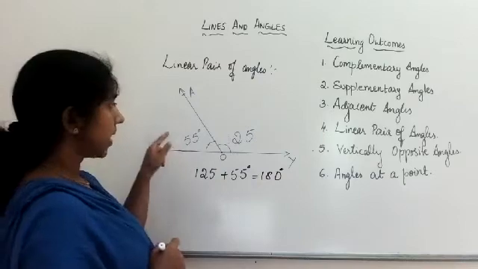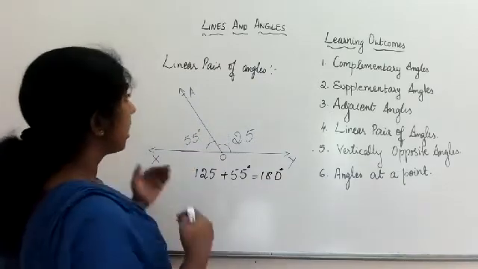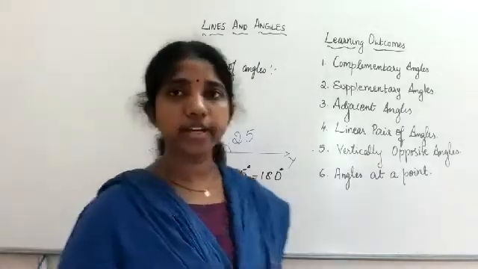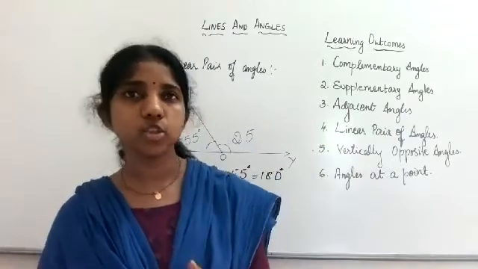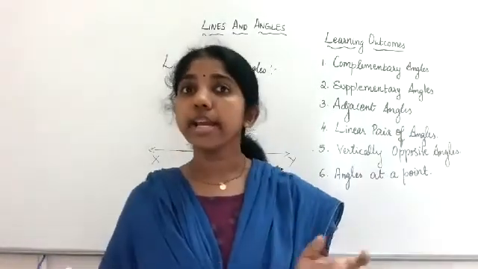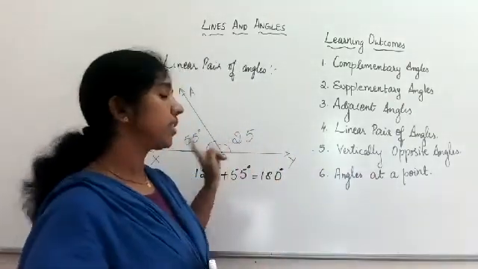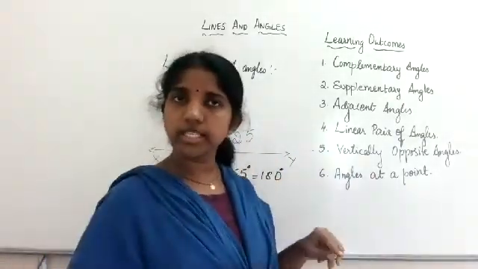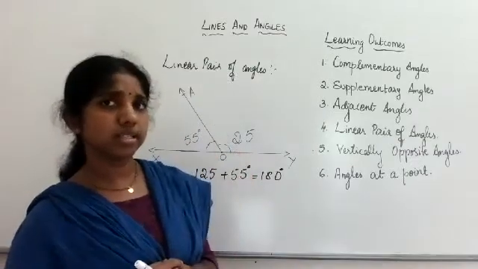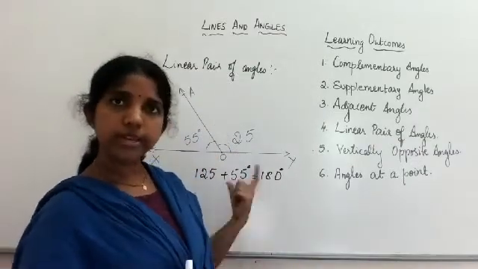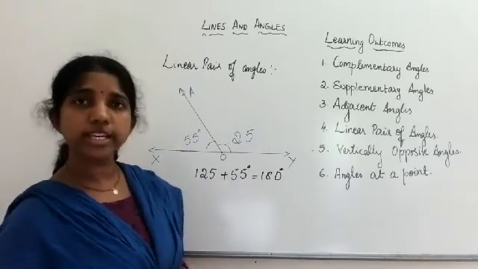And these two are adjacent angles. That means, what is the definition of linear pair of angles? Two adjacent angles are said to be a linear pair of angles if their sum adds up to 180 degrees. If the sum of the two adjacent angles is 180 degrees, then those two angles are called a linear pair of angles. Now, do you remember something else here, when I said 125 plus 55 degrees is 180 degrees?